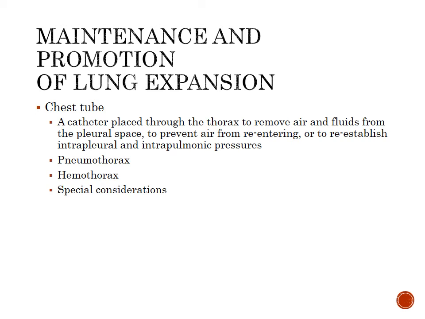So, maintenance and promotion of lung expansion. Well, there are chest tubes, and the reason we use chest tubes is that we will use them for a pneumothorax or a hemothorax. It's a catheter that is placed through the thorax to remove air if it's a pneumothorax, or fluid if it's a hemothorax, from the pleural space to prevent air from re-entering or to re-establish intrapleural and intrapulmonic pressures.